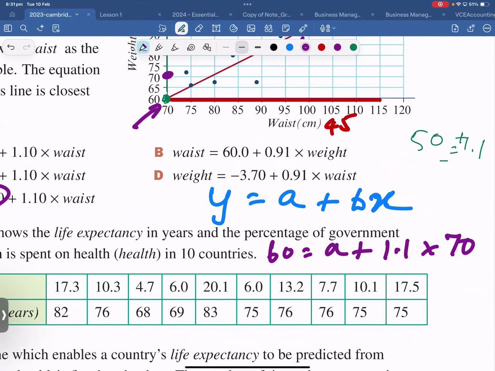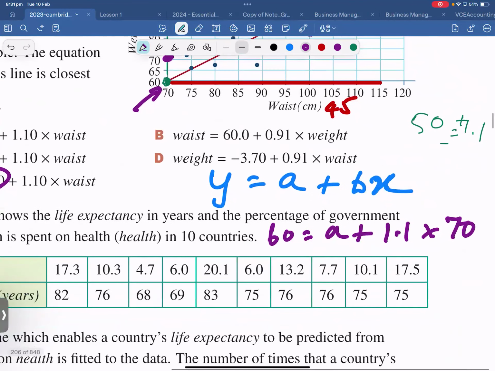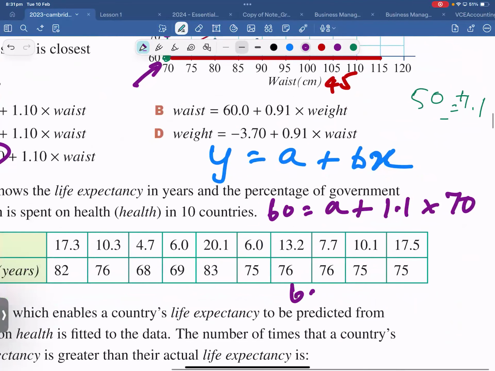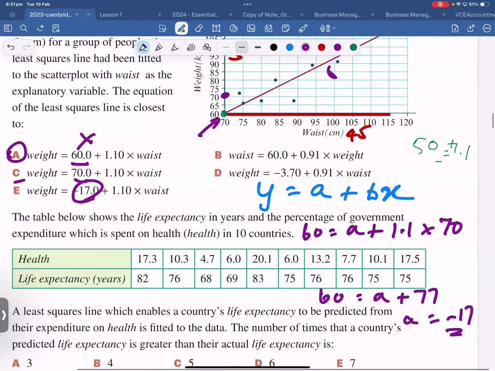That means we can simplify this one. 1.1 times 70 is how much? 77. So then it will be 60 equals A plus 77. Then if you simplify this one, you will get A is minus 70. So then obviously E.